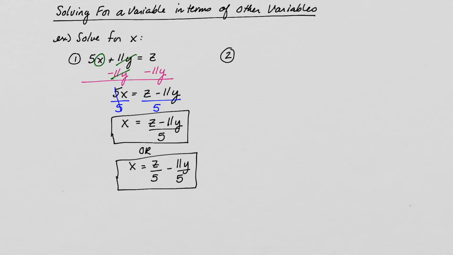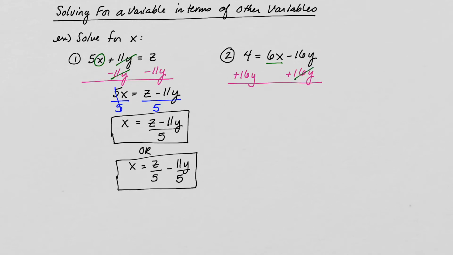So here's another example. In this one I have 4 is equal to 6x minus 16y. So again, the term that has the x in it is here. So the first thing I'm going to do is I'm going to try to get this whole entire piece all by itself. And to do that, I have to add 16y to both sides.